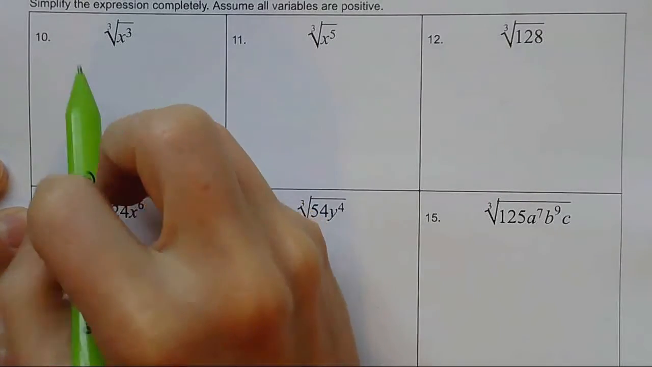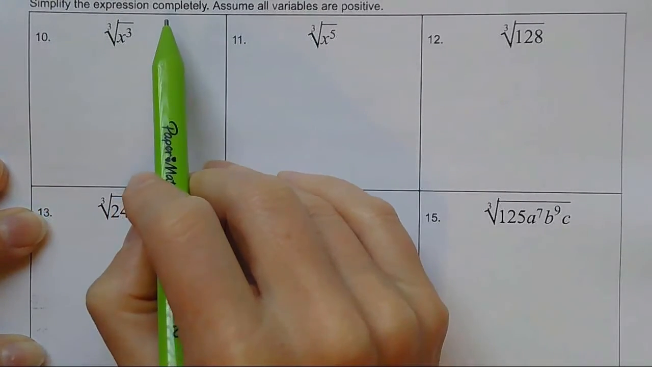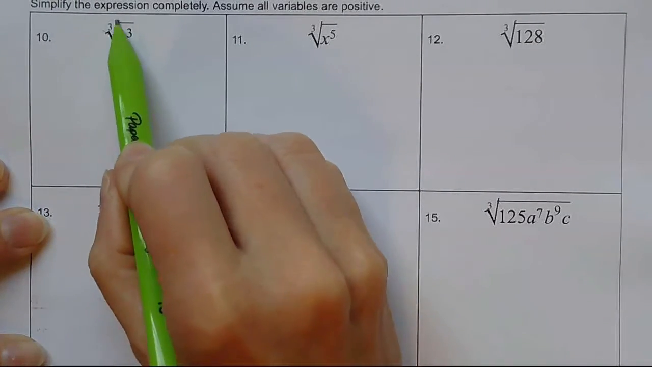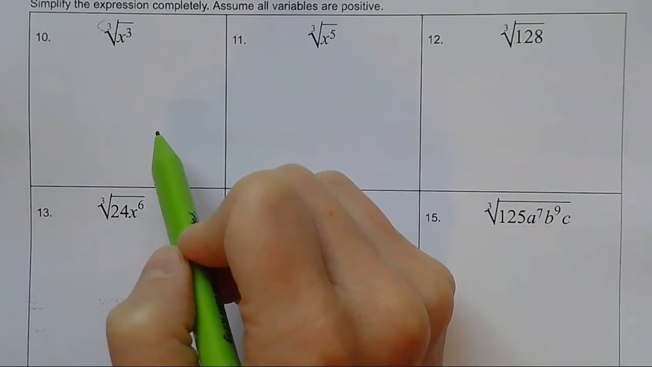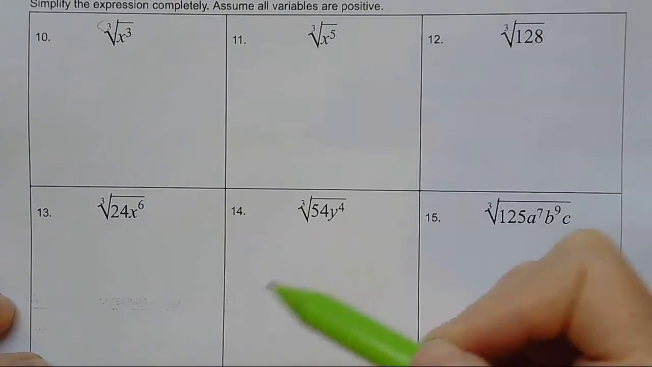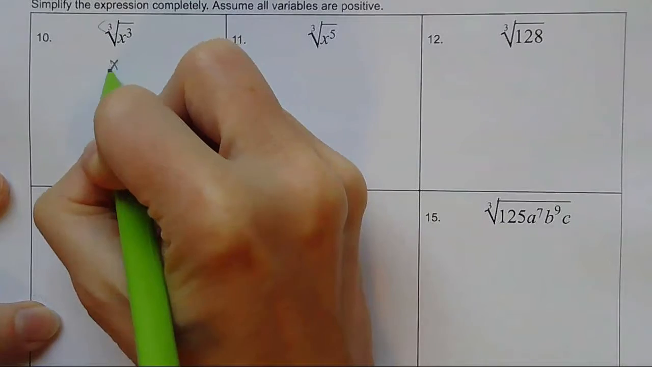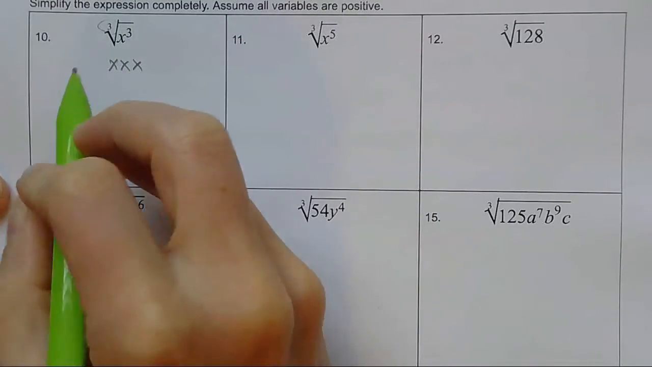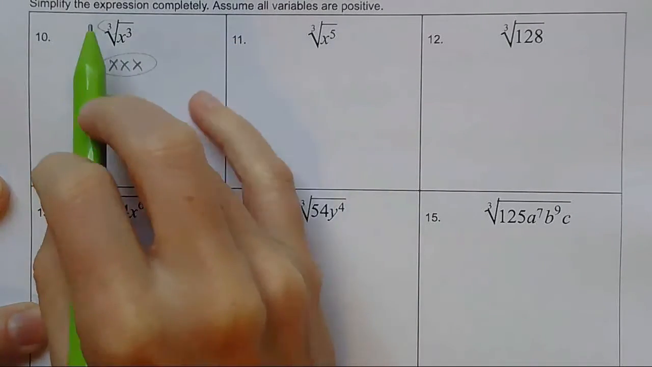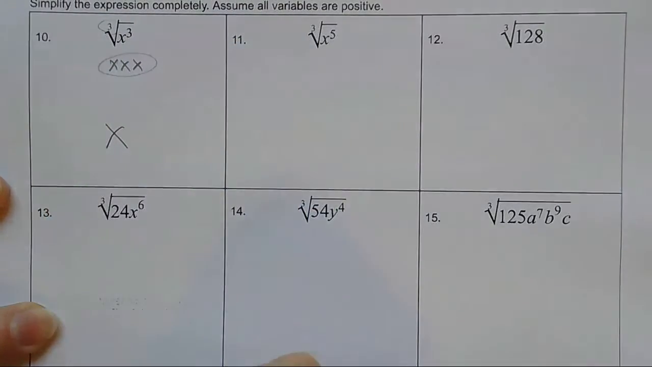All right, so simplify the expressions completely. Literally just pay attention to the index. That's all I got to do. If it's a cube root, look for groups of size 3. If it's a fourth or fifth or whatever, then look for those group sizes. All right, the exact same process. I break it down, look for group size 3. Well, 3 goes into 3 one whole time. My answers are literally just X.